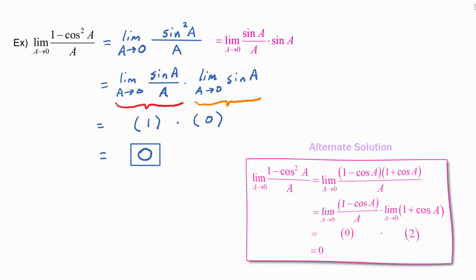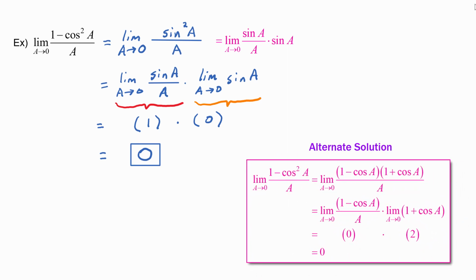Now, an alternate way to solve this one would be to factor out the 1 minus cosine squared a into 1 minus cosine a times 1 plus cosine a. And you can see that this limit works out to the same result.